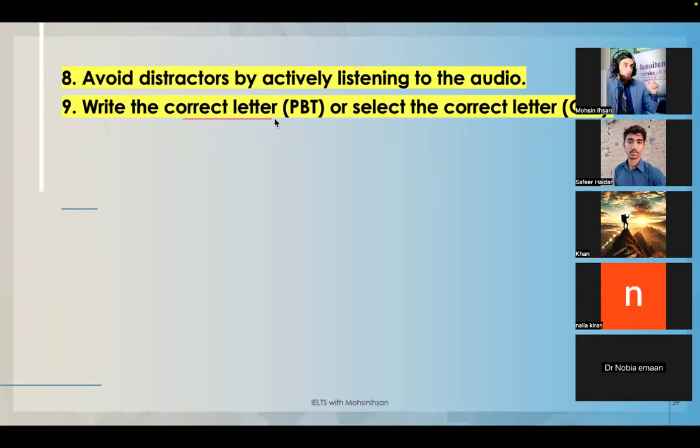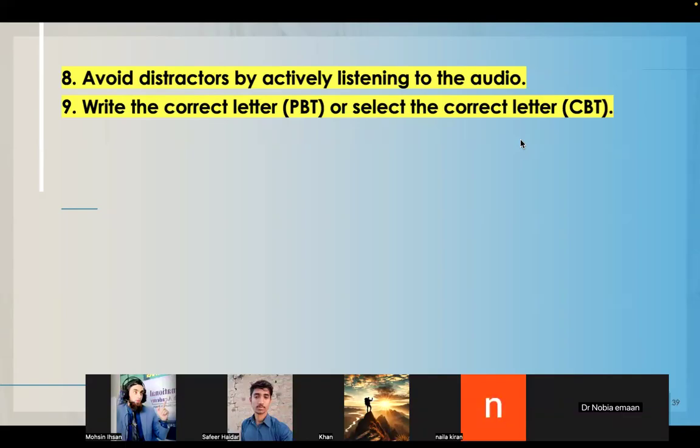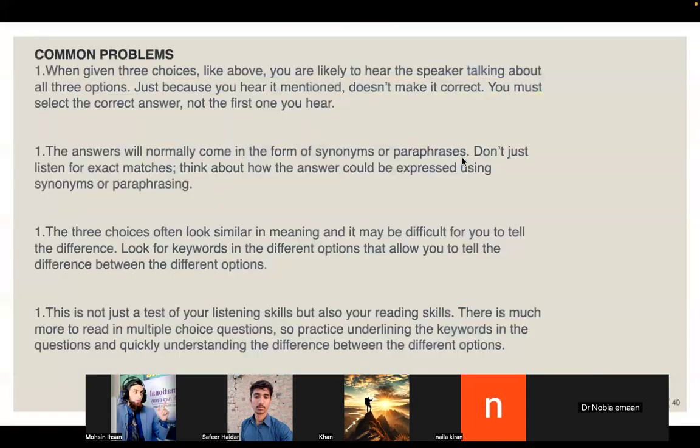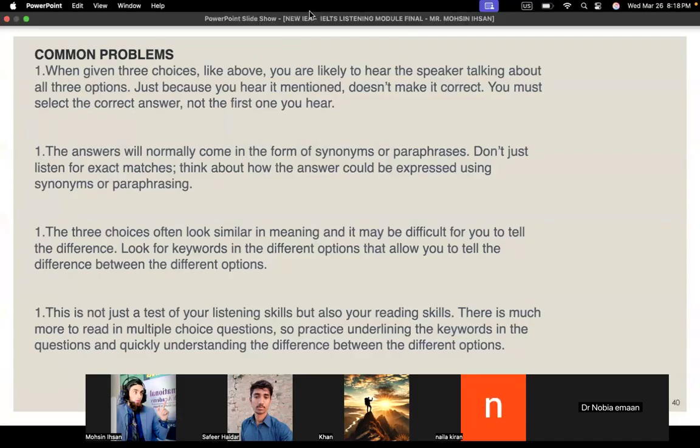Next is "write the correct letter" or "select the correct letter". This is now not a paper-based exam, it is computer-based, so we have to select. CBT is the computer-based test and PBT is the paper-based test, but now we have shifted to the computer-based test. Now some common problems, we talk about that, then we will discuss some more strategies, and after that we will move towards the questions.